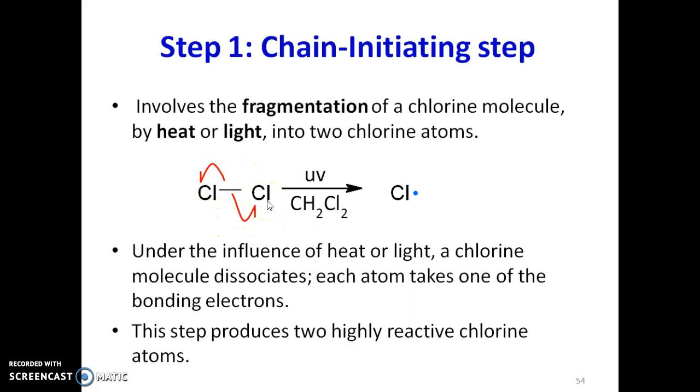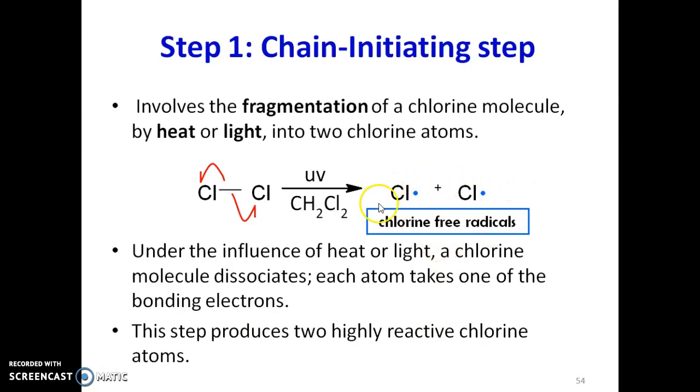So what happens to the product? Because each Cl gains 1 electron, we produce 2 Cl with an unpaired electron. We call this a Cl free radical, a chlorine free radical. So this step produces 2 highly reactive chlorine atoms, or chlorine free radicals.